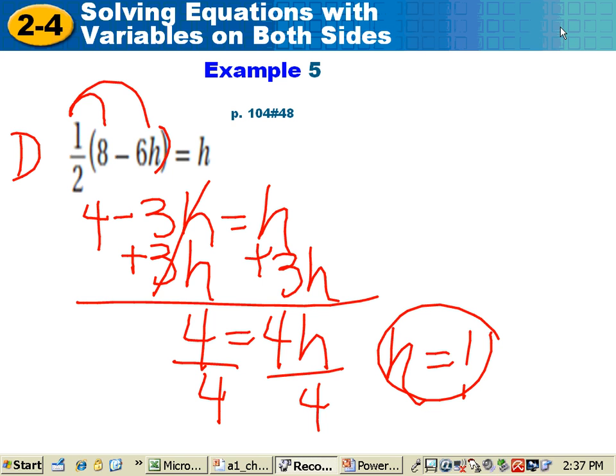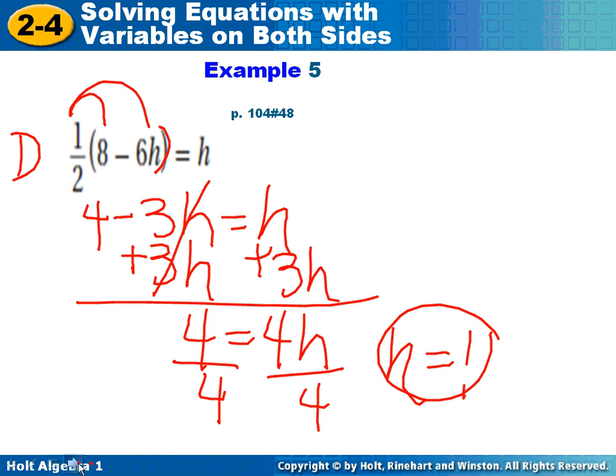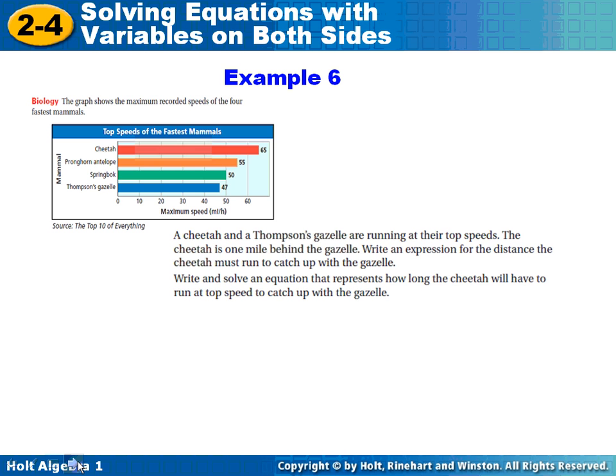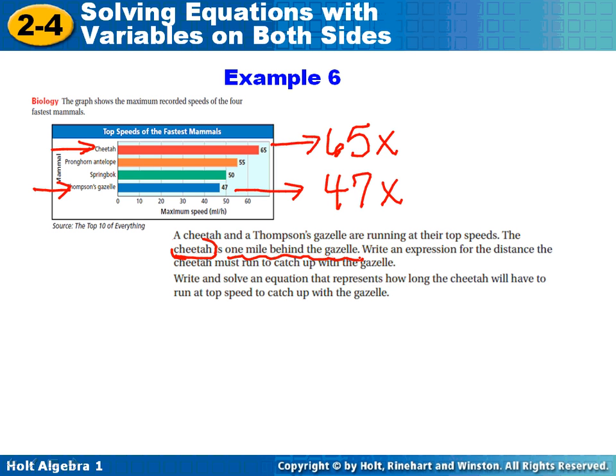All right, next problem. We have another word problem. We have a cheetah that we're going to look at, and we have a gazelle that we're going to look at. It tells us that the cheetah and the gazelle are running at their top speeds. The cheetah, let's look at the cheetah real quick. For a cheetah, it's going to be 65x. That's his distance. And it asks us to find a gazelle. The gazelle is going to be going 47x. But then it says that the cheetah is 1 mile behind the gazelle. So I'm going to subtract 1 from the cheetah.